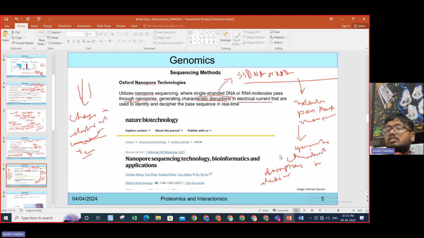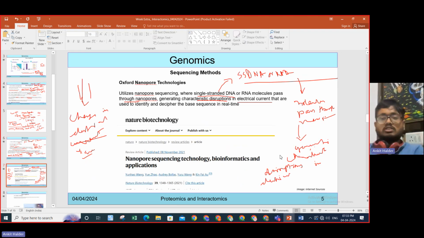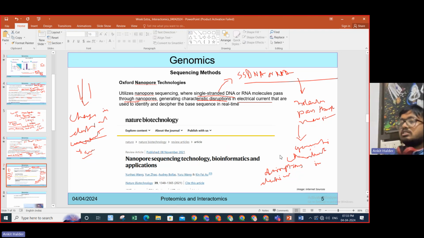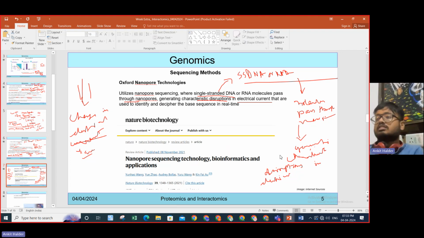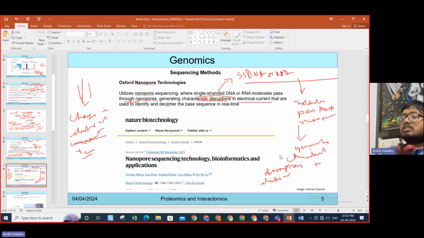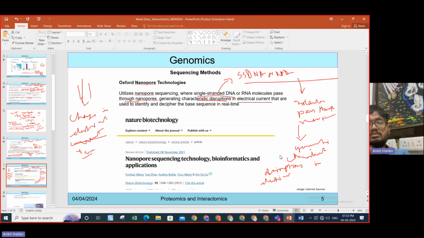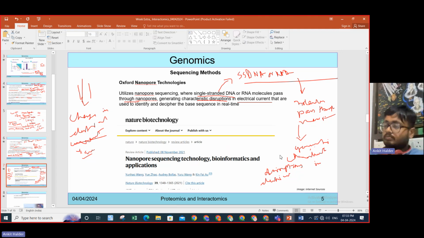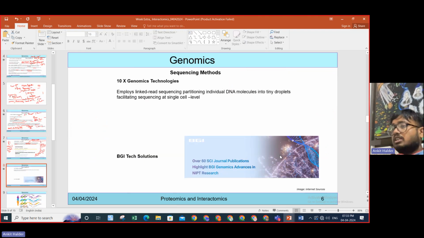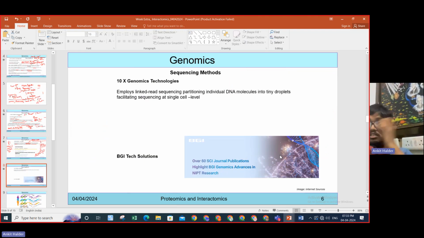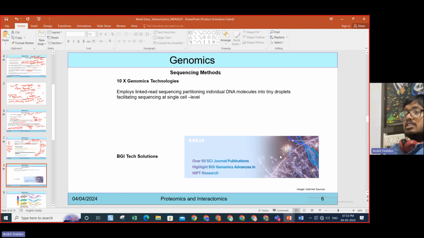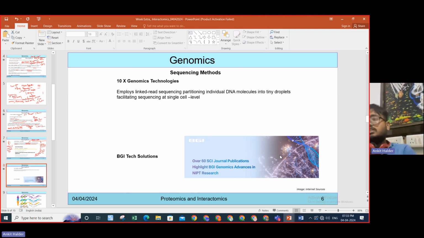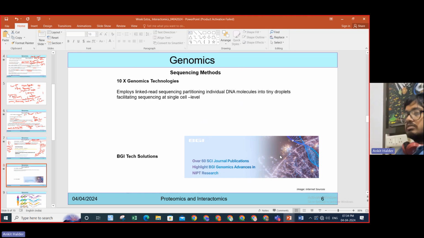And then we have the Oxford Nanopore Technologies sequencing methods, which utilize nanopore sequencing, where single-stranded DNA passes through the nanopores and generates characteristic disruptions in electric current. It works in real time. Another is 10x Genomics technologies, which work at the single-cell level, and the PGI tech solutions.